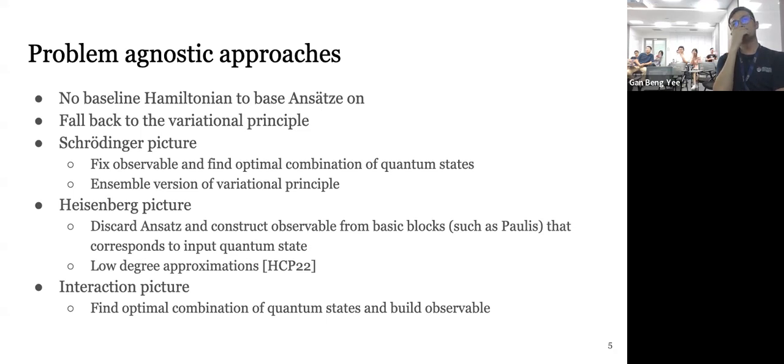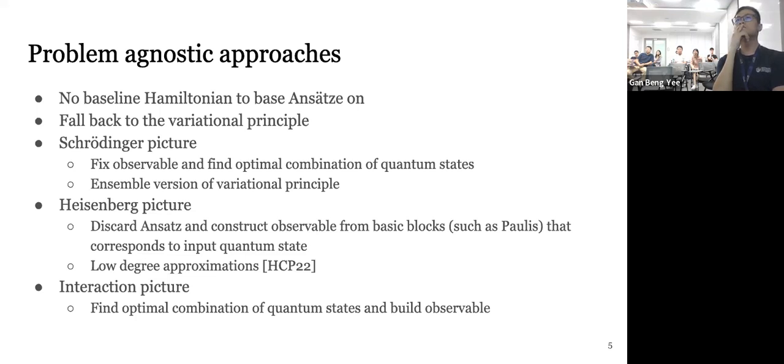So if we're given a data set and some labels, can we learn some sort of model that could predict a label based on the given data? This is more on the supervised learning side of machine learning if we're talking about computer science. For these cases, there's no baseline Hamiltonian to base your ansatz on. So how do we build them?